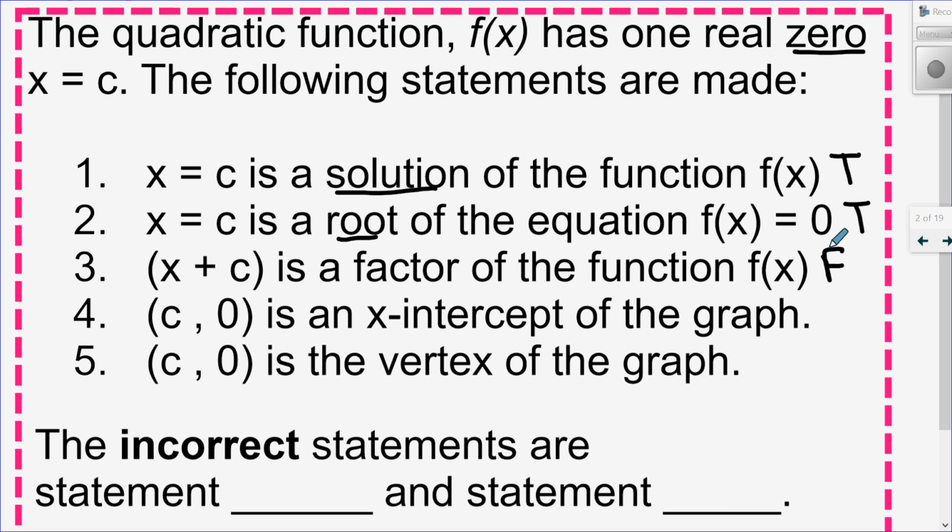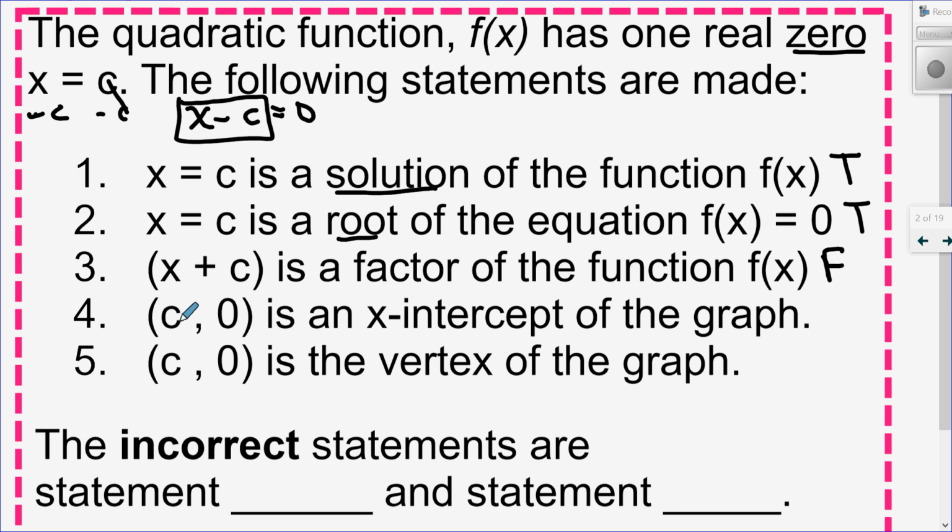If this is the solution, right before we set the factor equal to 0, subtracting c from both sides, I would have had x minus c equal to 0. So before I set it equal to 0, I would have had this, x minus c. So x minus c is the factor. So roots and factors have opposite values, so that is false.